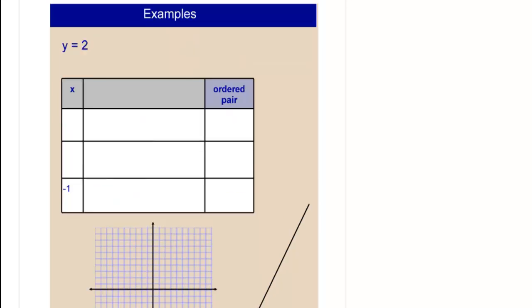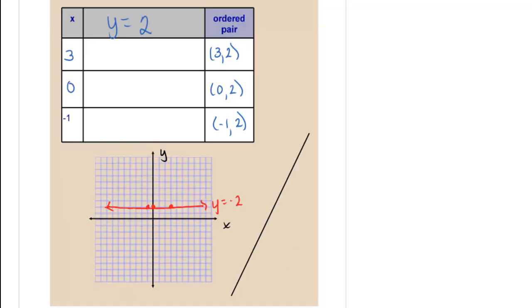Try this example. It's a little tricky. I'm going to give you a couple of hints. First of all, don't write this in function notation. Just leave it the way you see it. So let's write y equals 2 for our equation. Now when y equals 2, what that means is that y is always 2 no matter what x is. So see if you can figure out what this equation is going to look like when you graph it.